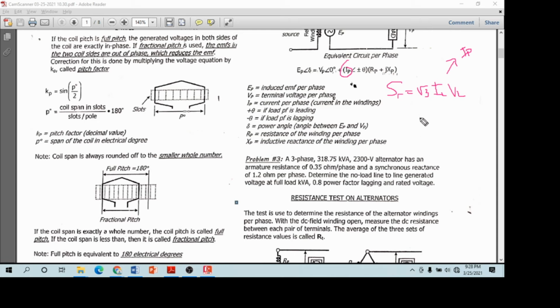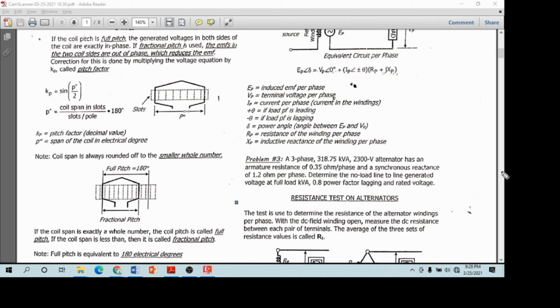Okay? So, now, you can solve for IP. IP is equal to IL. So, IP is equal to the rated kVA divided by square root of 3 times VL. Then, this time, where can we find VL? Where can we see it in the problem?